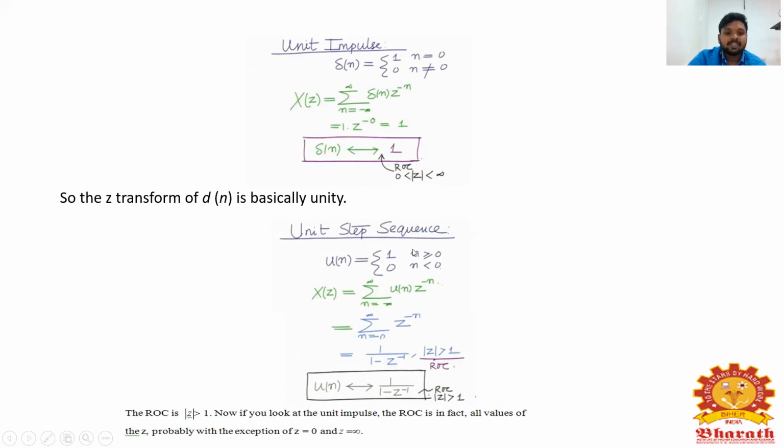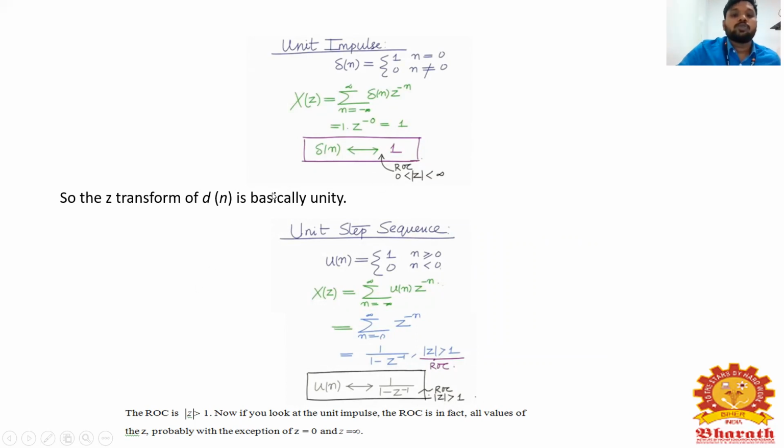For the unit step sequence, u of n is equal to 1 for n greater than or equal to 0. If I take the summation from n equal to minus infinity to infinity of u of n z power minus n, that is the Z transform of the unit step sequence, we get the answer 1 divided by 1 minus z inverse, and the ROC, that is the region of convergence, is modulus of z greater than 1.